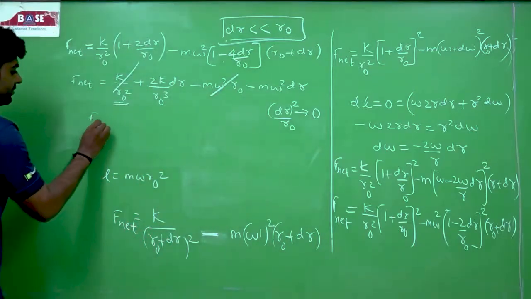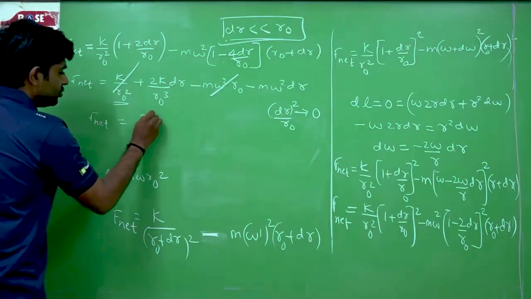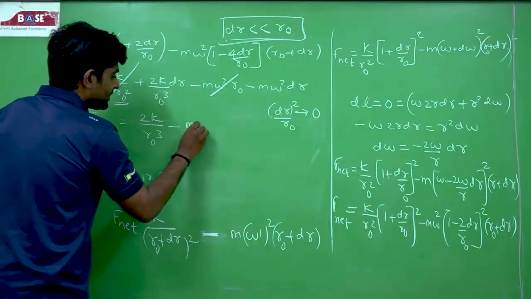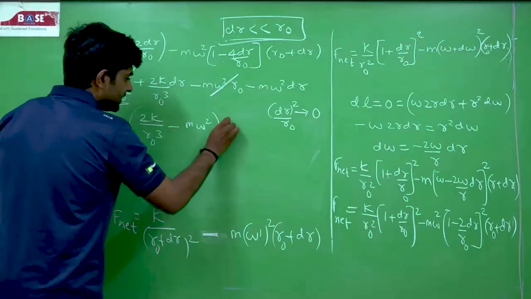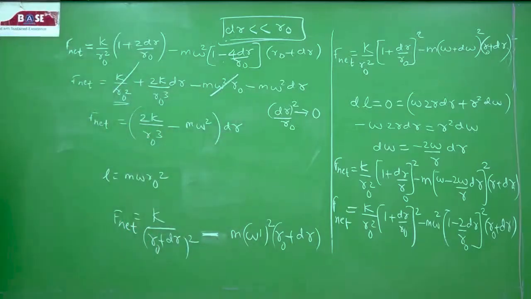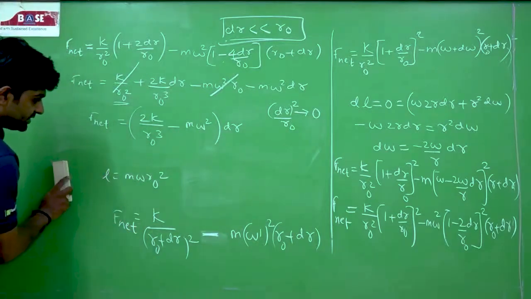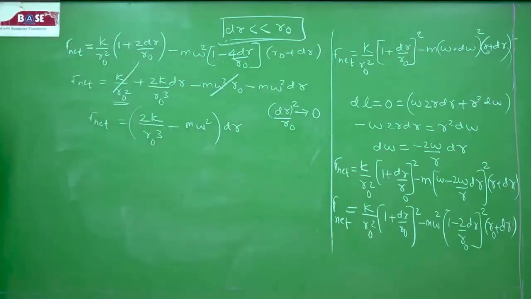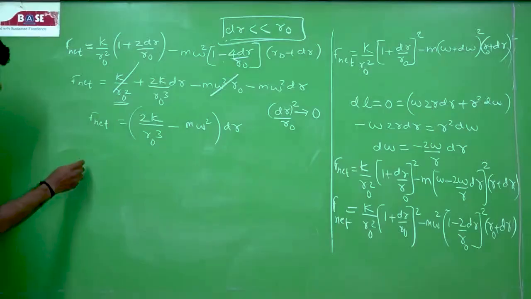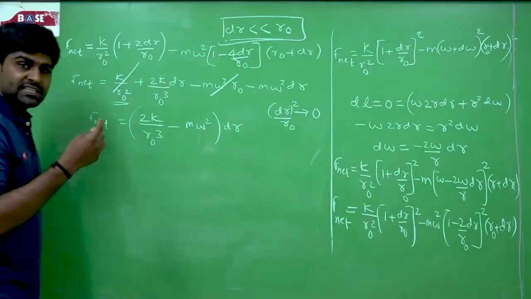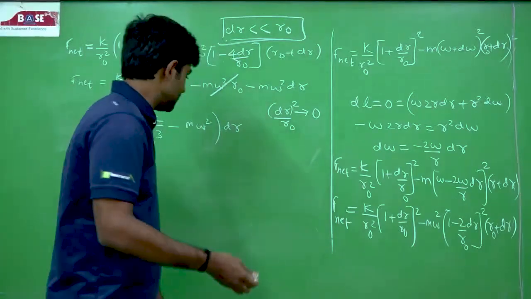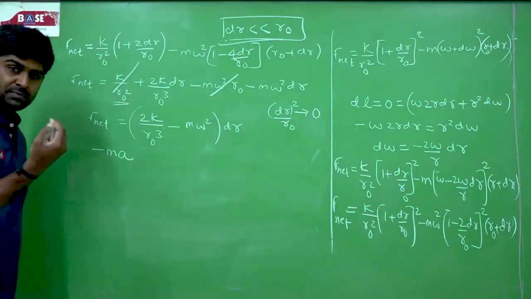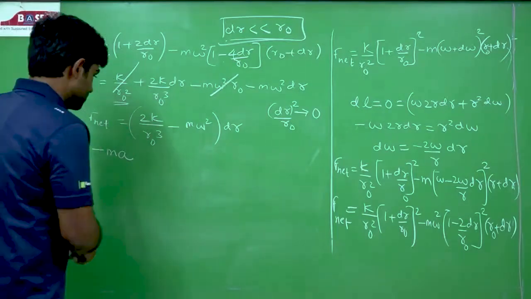Now we'll have net force given as 2k by r naught cube minus m omega squared times dr. This is what we have. Now after this, from this we also know the net force is acting more like a restoring force in its nature. So we can write this as negative of mass times acceleration. This minus just implies that it is restoring in its nature, right?